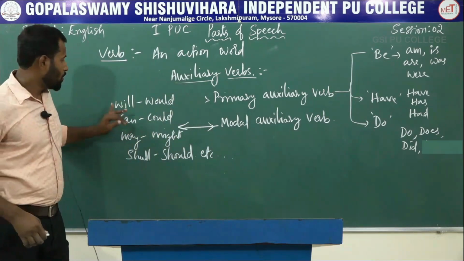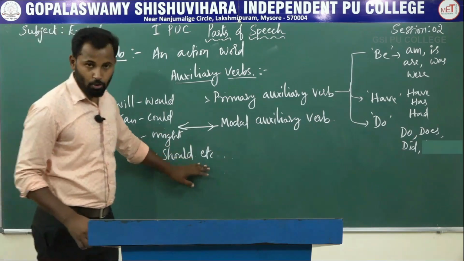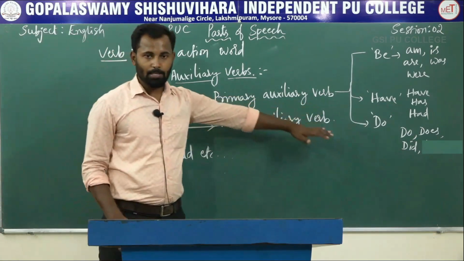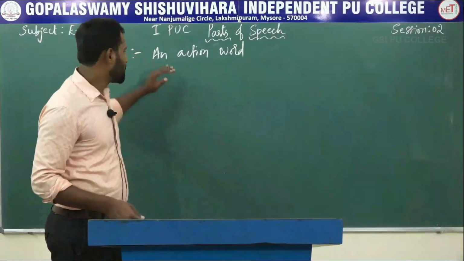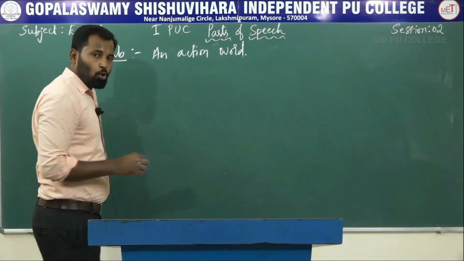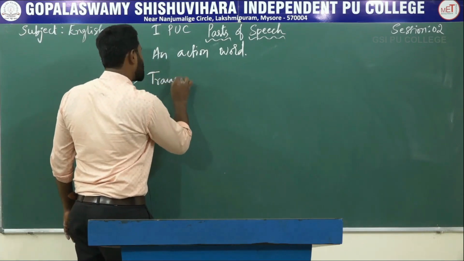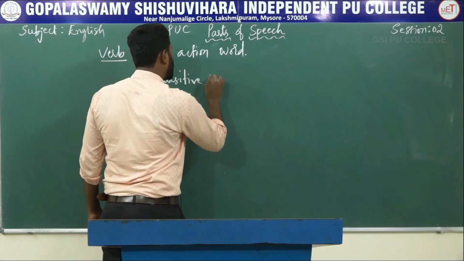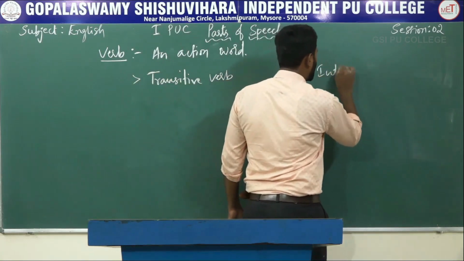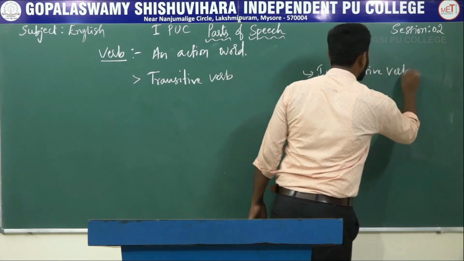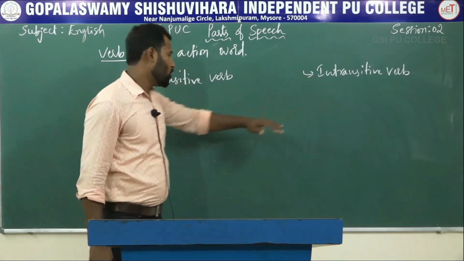So these are will, would, can, could, may, might, shall, should. These are modal auxiliary verbs. Let us now move on to the important types of verbs. There are two important types of verbs. The first one is transitive verb and intransitive verb.